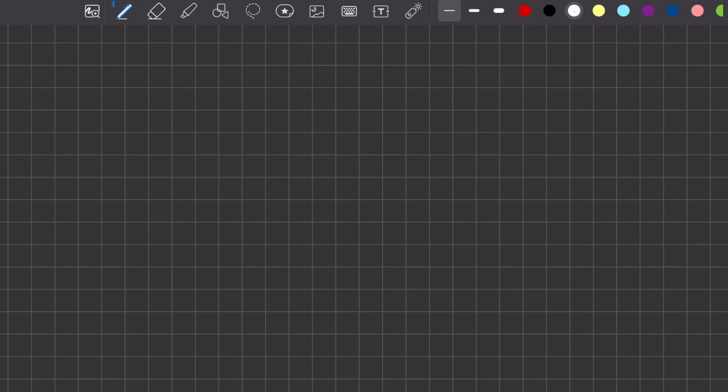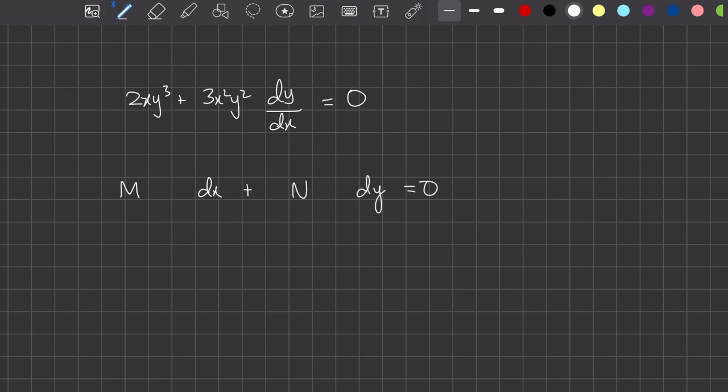Let's solve the equation 2xy cubed plus 3x squared y squared times dy over dx equals 0. We learnt that an exact integral is one given in the form m dx plus n dy equals 0, where m and n are functions of x and y, which means we need to rearrange the equation. Take the 3x squared y squared times dy over dx term to the other side, then multiply both sides by dx. Now the term can be taken back to the left side. This way, we have the equation in the proper form.